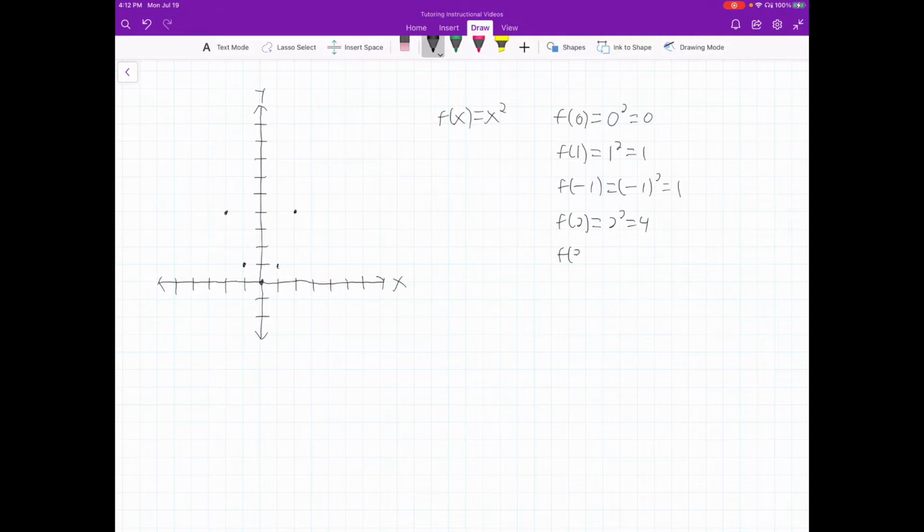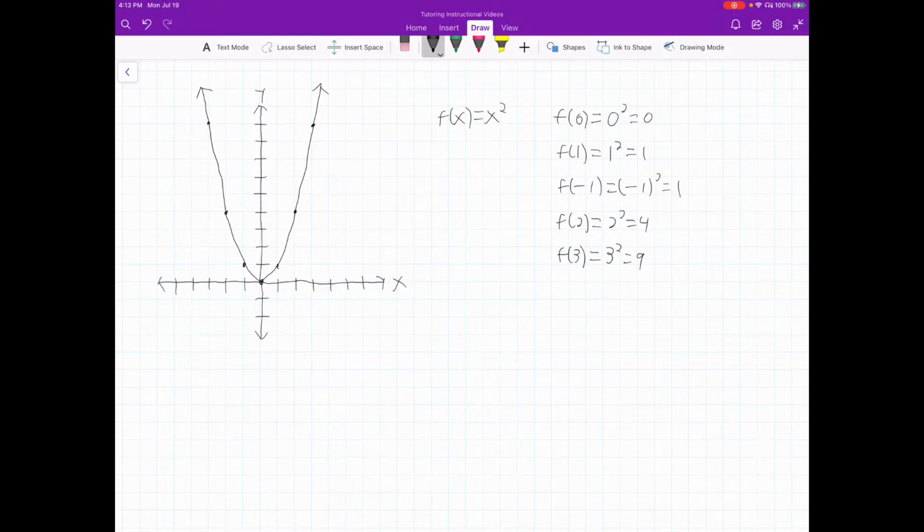And then I'm going to do a couple more. So f of 3 is 3 squared or 9. And f of negative 3, like I said, will have to be the same thing since when we're squaring, the sign doesn't change anything. Alright, so I can sketch my graph like this. Oops, sorry, that's not too good. That's a rough sketch of f of x.